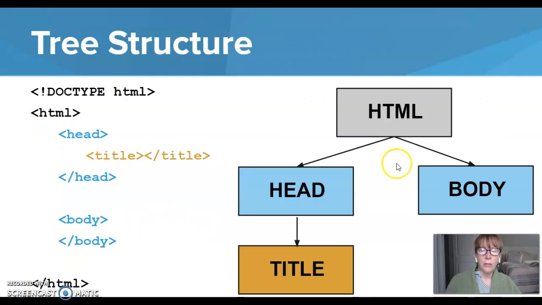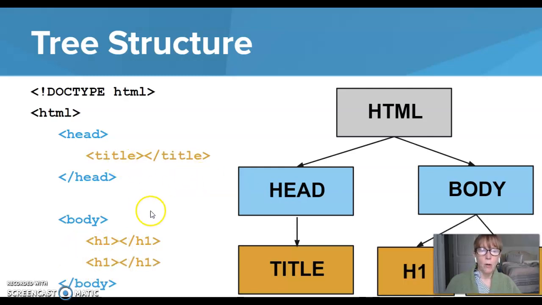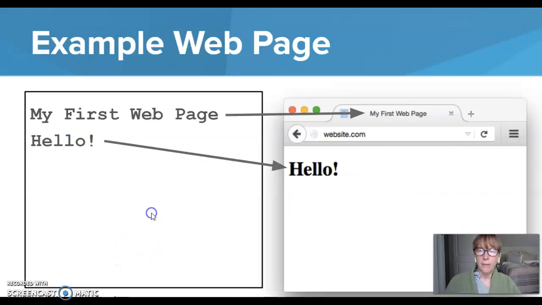So in this tree structure, you have your head separate from your body. Remember, your head's only what shows in the browser bar, and the body's everything that shows in the web page. So your H1 heading, which is the largest size heading that you can have, goes in your body. And then open tag, close tag, whatever you wanted really large would go inside of those brackets.